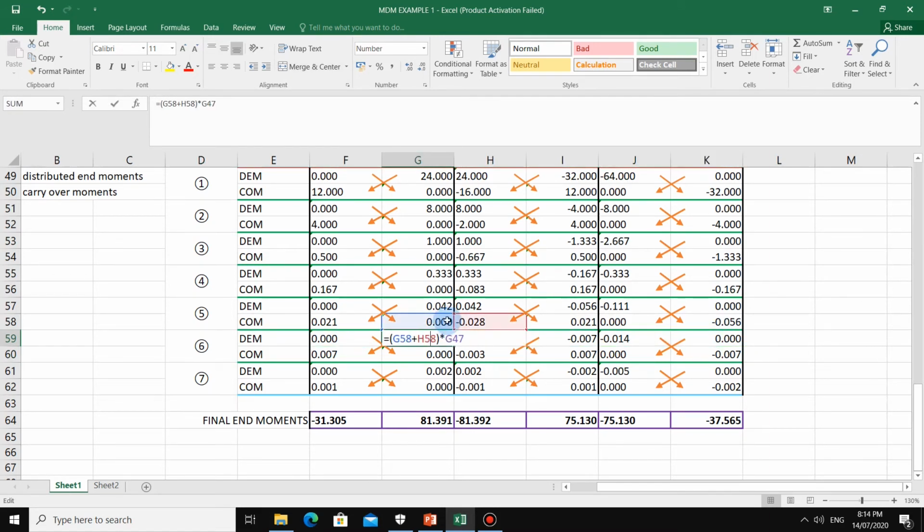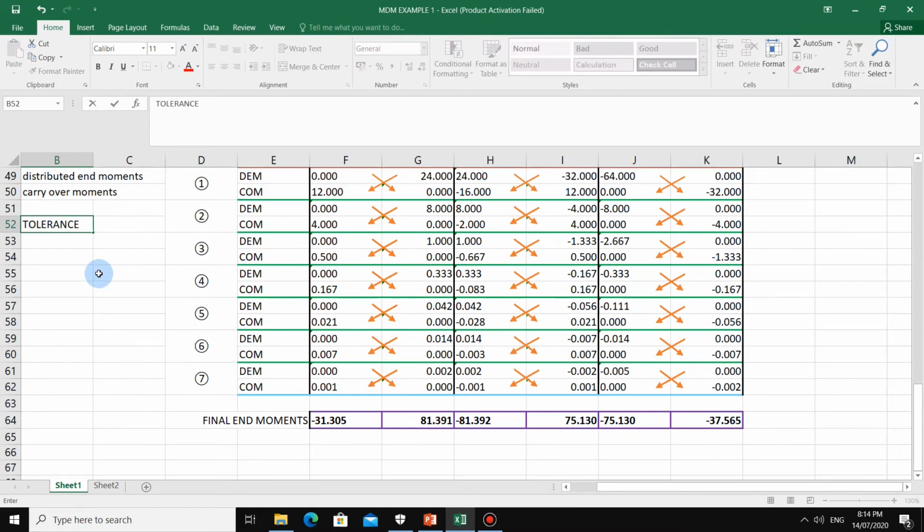So after the DM, times the distribution factor, we get 0.014. Then pass for carryover moments, one-half. Then partially unlock, then try to evaluate B and C. Okay, so negative 0.003 for one and 0.007 for the other. So not yet, because our tolerance is, what should our tolerance be, guys?